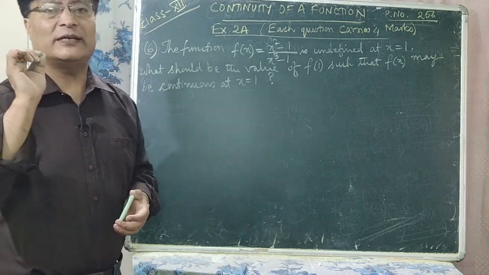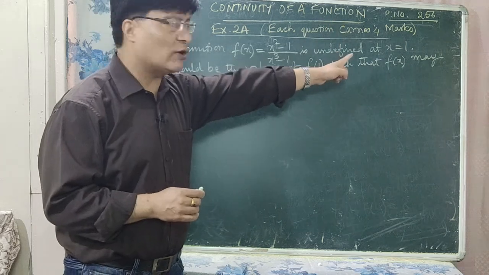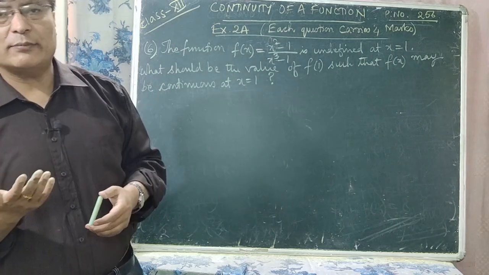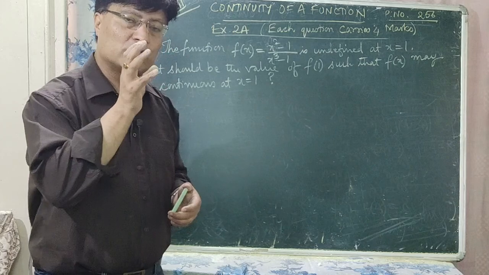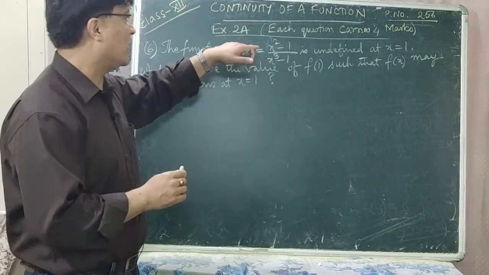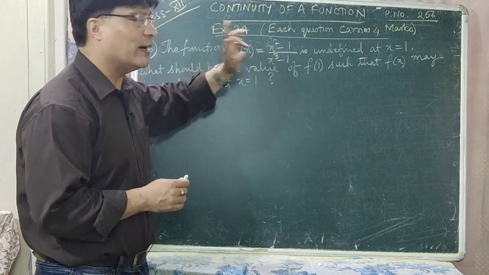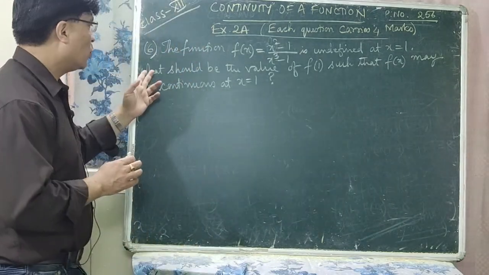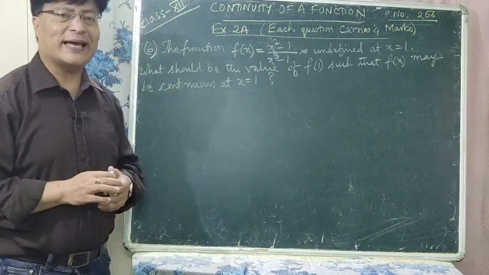So when is this function defined then? If x is not equal to 1, then only this function f of x is defined. The x not equal to 1 means either x is greater than 1 or x is less than 1. For both these expressions, that is x greater than 1 and x less than 1, we are using the same function f of x is equal to x square minus 1 divided by x cube minus 1. Is that clear? Next, what should be the value for f of 1 such that f of x may be continuous at x is equal to 1?